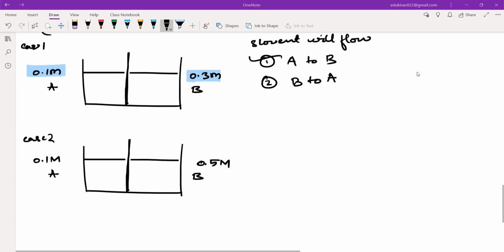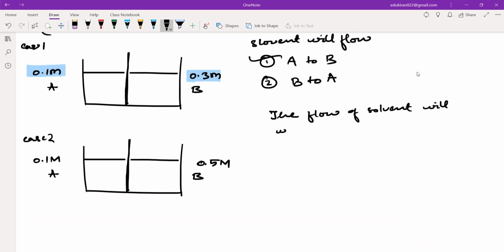Now you have a different question. The flow of solvent will be faster in case 1 or case 2. Write the answer in chat. The flow of solvent will be faster in case 1 or case 2.